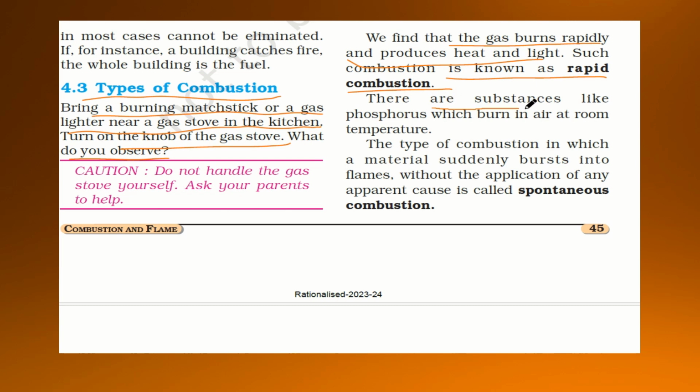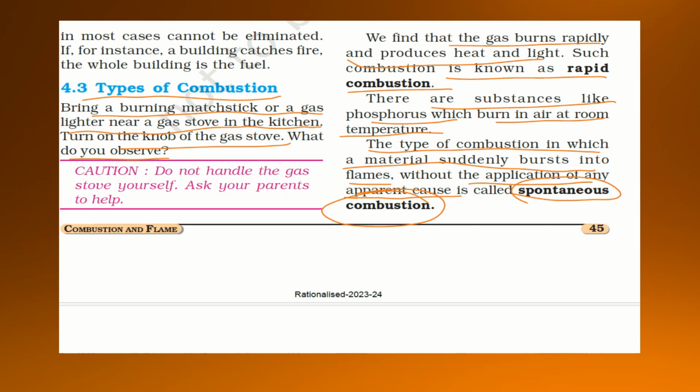Now there are substances like phosphorus which burn in air at room temperature. Phosphorus, at room temperature only, starts burning whenever it comes in contact with oxygen. The type of combustion in which a material suddenly bursts into flame without the application of any apparent cause is called spontaneous combustion. So it's very interesting. Whenever a substance at normal temperature only starts burning or exploding, that type of combustion is called spontaneous combustion.